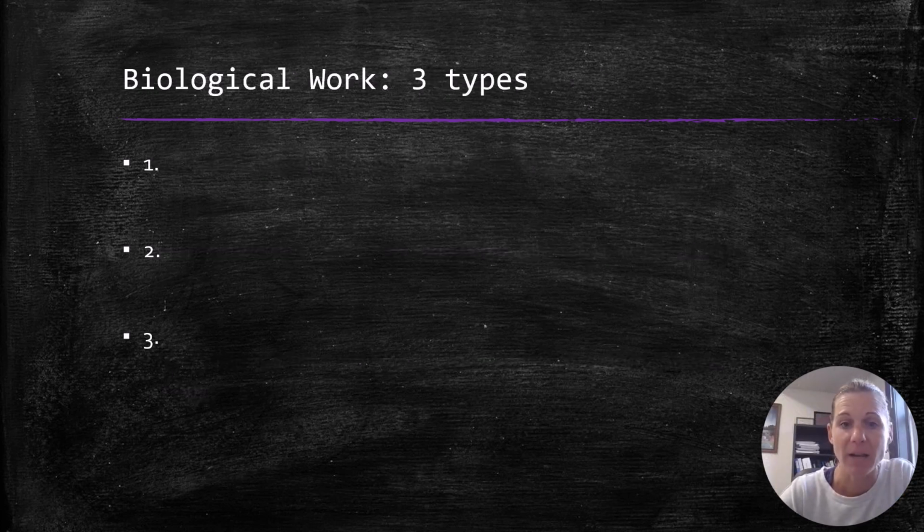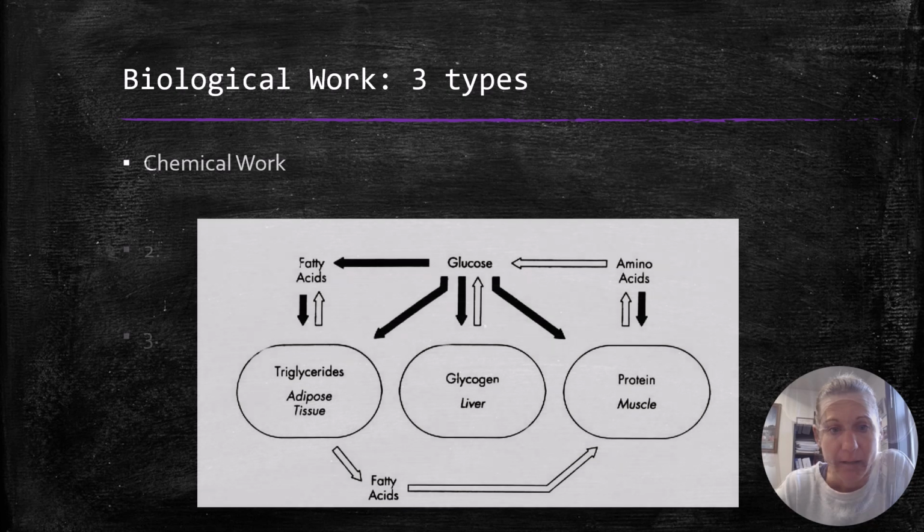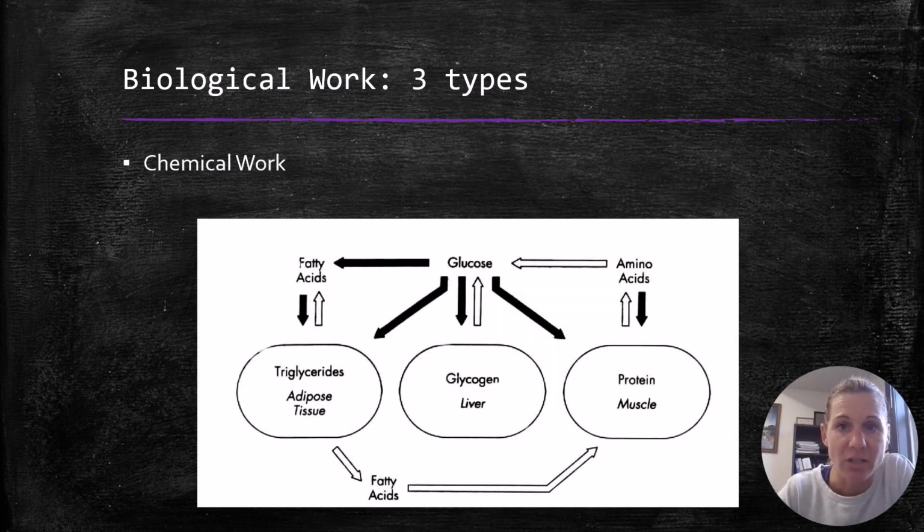So we have three different types of biological work. We have chemical work, we have transport work, and we have mechanical work. And I've got a slide for each to kind of explain what's going on with each of these. So let's start with chemical work. So chemical work is essentially our ability to break down molecules and transfer those through the modification of chemical bonds.